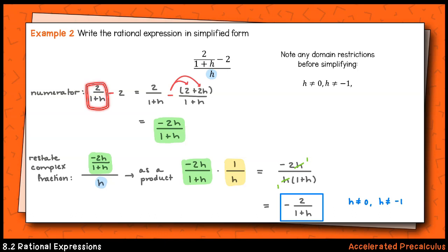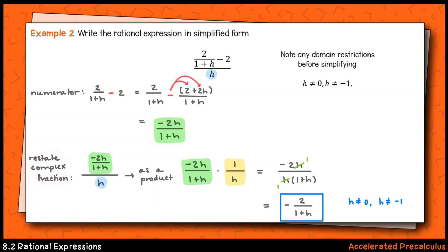I've got 2 over 1 plus h minus 2. I'll rewrite this 2 as 2 plus 2h over the 1 plus h. Now, be very careful here to distribute the subtraction to both the 2 and the 2h. Once we combine like terms, our new numerator should be -2h over that 1 plus h common denominator.